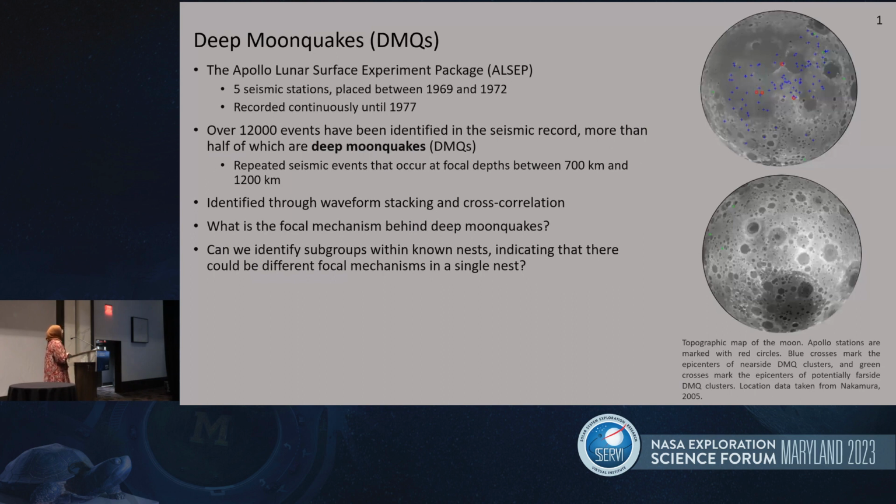And the question that still remains unanswered is, what is the focal mechanism behind deep moonquakes? But the kind of sub-question that I'm going to be looking at today is, can we identify subgroups within the known nests, which indicates that there could be different focal mechanisms in a single nest?